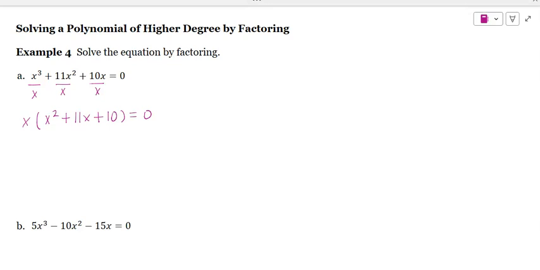Now I'm going to factor what's inside the parentheses. I want numbers that will combine together to give me a positive 10. I can have 1 times 10, 2 times 5. I think those are my only options. And I want them to combine to give me 11, so I think it'll be the 1 and the 10. So this is going to factor into x plus 1, x plus 10 equals 0. I can put those numbers directly into the parentheses because there was a 1 in front of the x squared term.